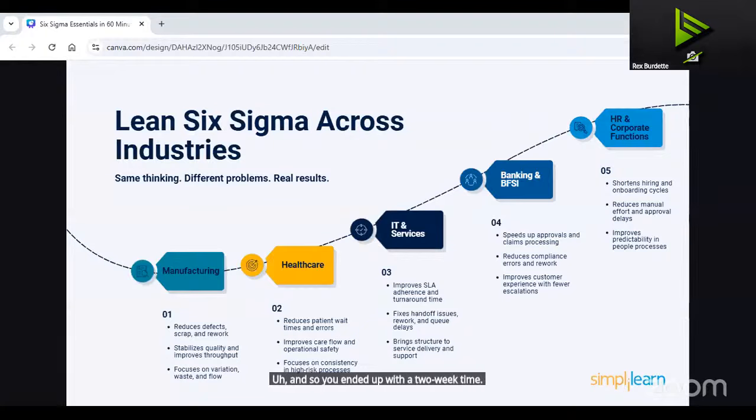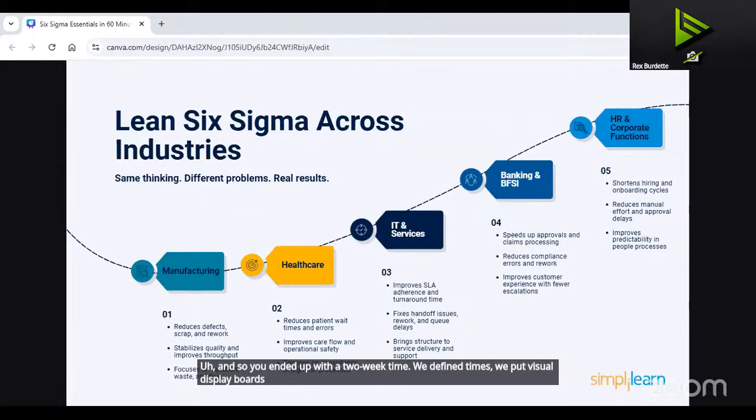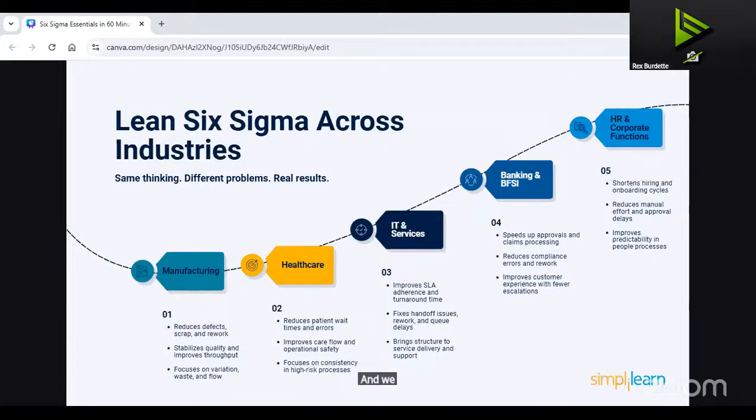We defined times. We put visual display boards in the customer service office so they could see which were the oldest requests. They could see the timing. They would code red after a certain amount of time, and it let everybody focus on those. And we got it down from 2 weeks down to 2 days. So that's a huge improvement to your customers.